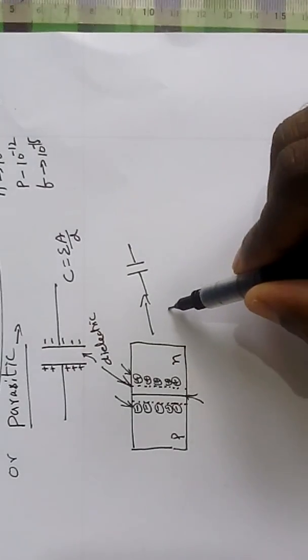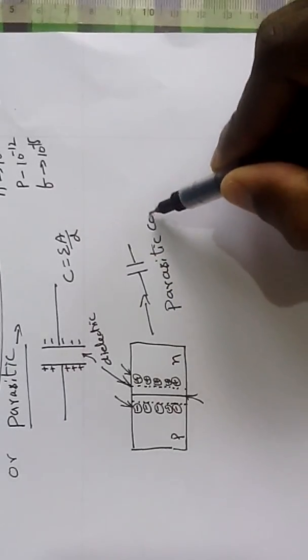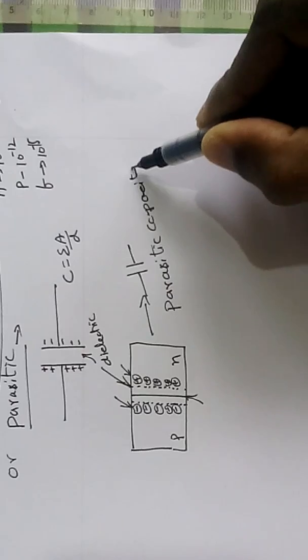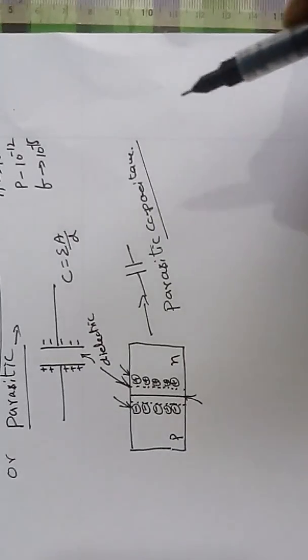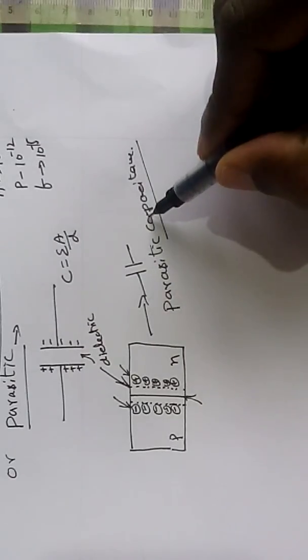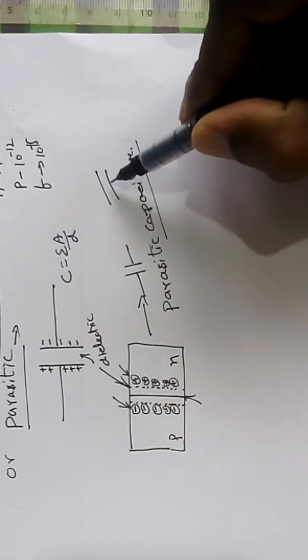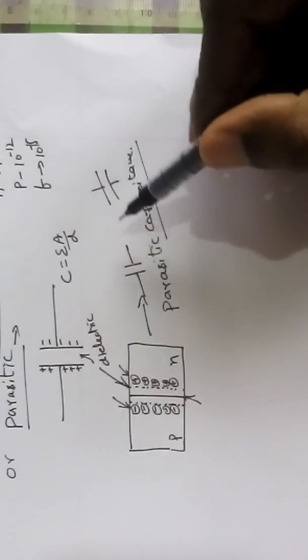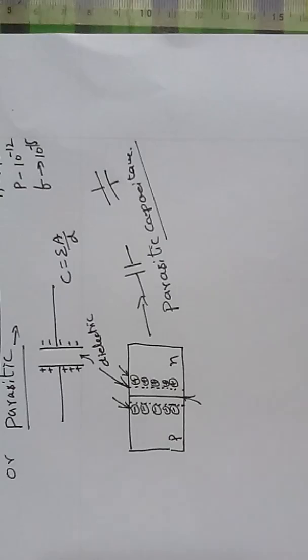This type of capacitance is known as parasitic capacitance. So whenever we have any electronic device with a p and n junction, there is a capacitance by default, represented in the form of a parasitic capacitance. The representation is again the same as a capacitor, and depending on the terminal, we label it accordingly.